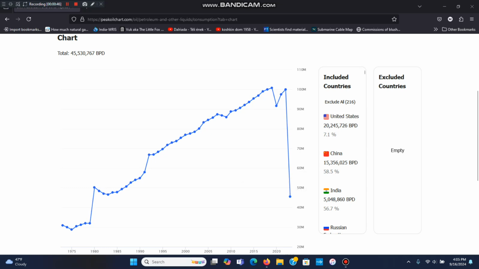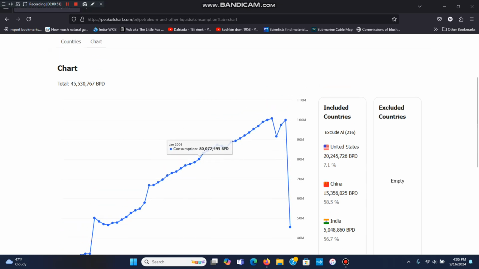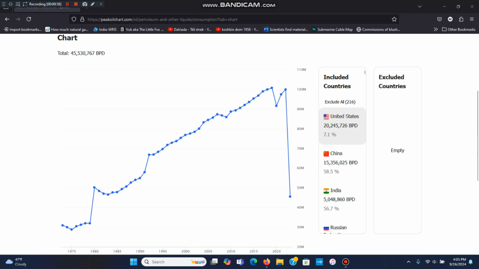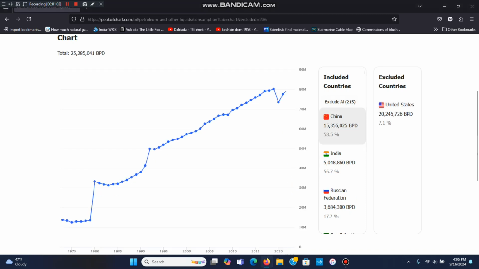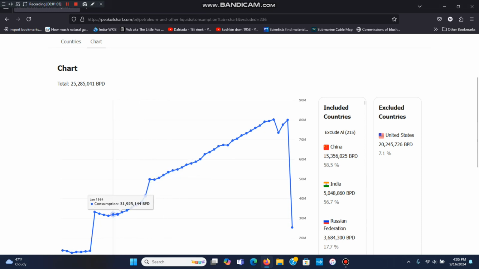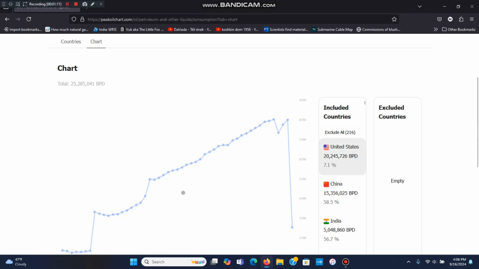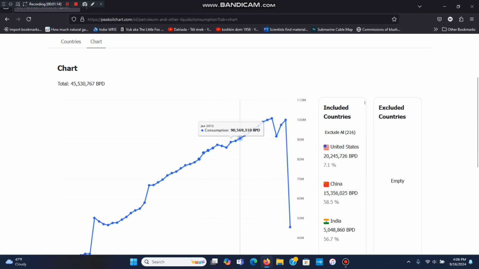I think they might have accidentally typed in some wrong numbers, but this is an excellent site they made where you can actually adjust the graph in real time. So you can say exclude the US, for example. You click on a country and that excludes it, and you can then see what the graph looks like with or without that country. And it looks pretty much the same when you exclude the US, for example, because US oil demand has been pretty constant for the last 20 or 25 years or so.